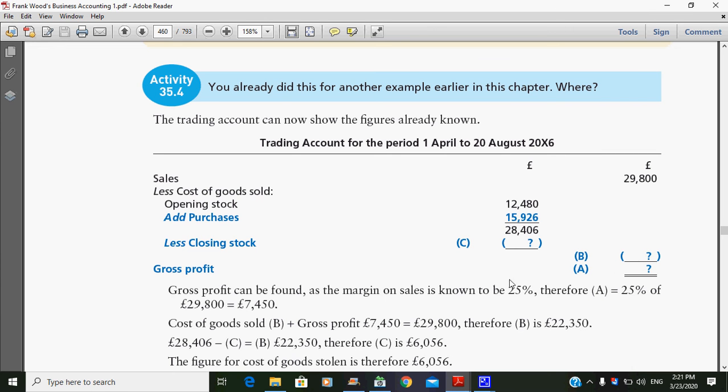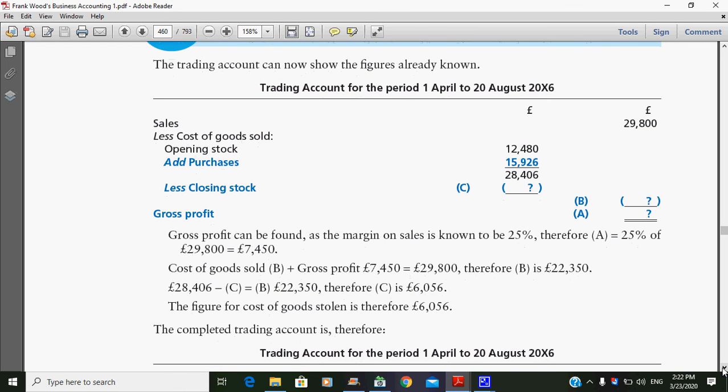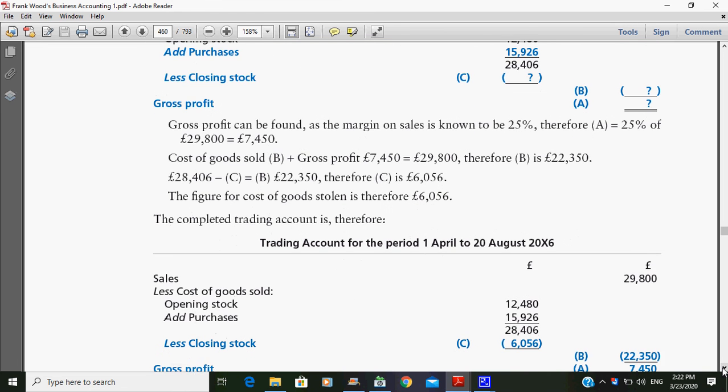For C, you're going to subtract B from 28,406, which gives 6,056. Alright? So the cost of goods stolen is therefore 6,056, as the closing stock. Right? So for the period it would be looking like this.